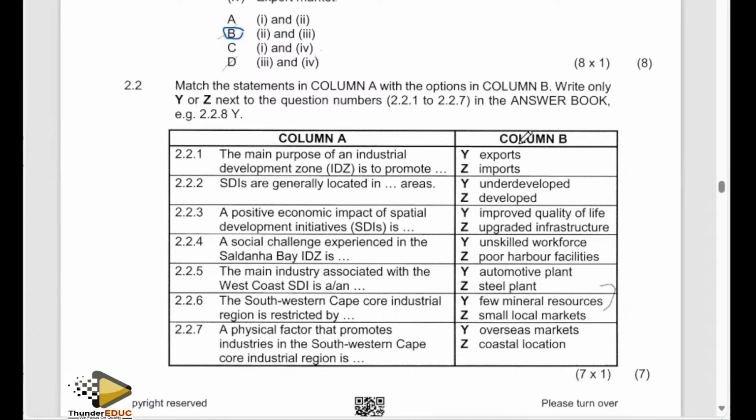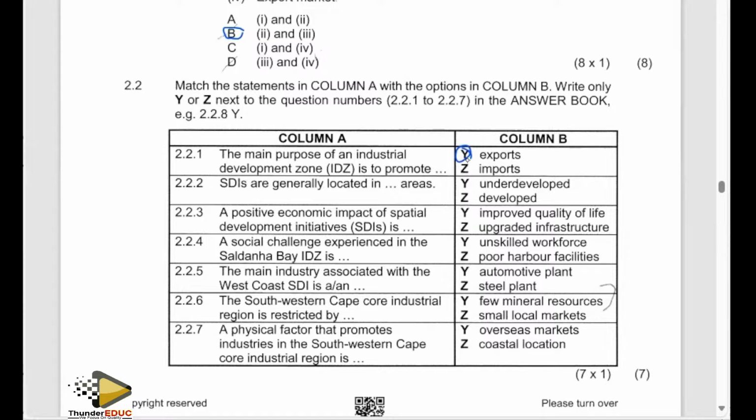Right, we move on to question number 2.2. Right, 2.2.1, the main purpose of an industrial development zone is to promote. Is it exports or imports? Right, the purpose of an IDZ is an export-led development strategy that a country can adopt. Export-led development, we are saying the country targets to achieve development through improving its exports. Exports, we are talking of goods or services which are sold to other countries. So in this instance, our correct response is Y, which is exports, without wasting time. It's to improve its exports, which is item Y. Move on to the next question.